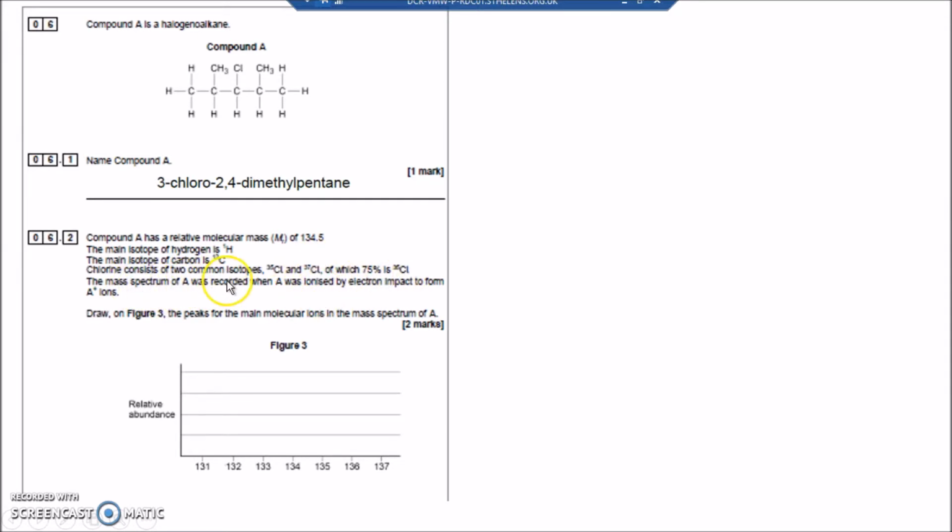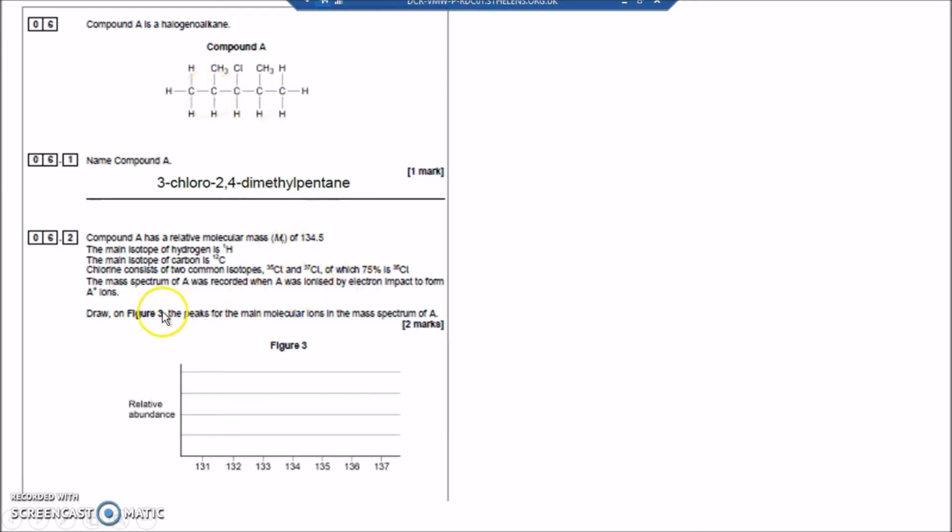The mass spectrum of A was recorded when A was ionized. So what actually happens is you have something called an electron gun. An electron gun removes an electron from this and makes it plus charge. It doesn't really change the mass because an electron has negligible mass, but it makes it plus charge so that it can be accelerated down the mass spectrometer tube and then detected at the end.